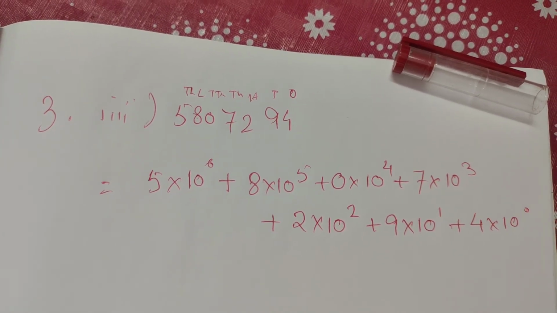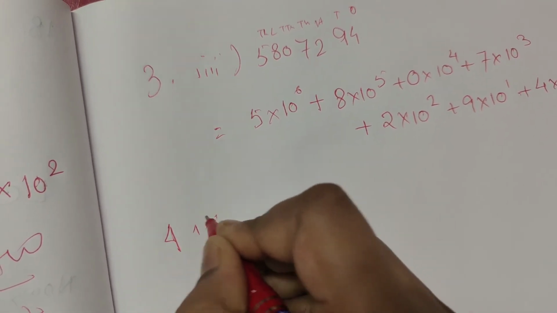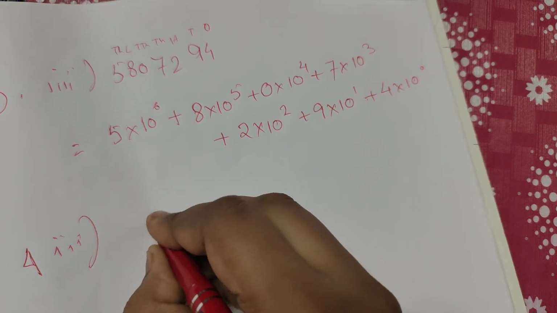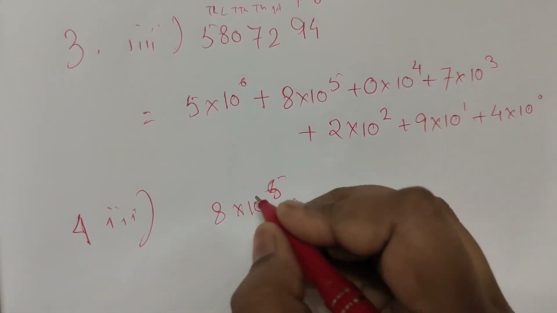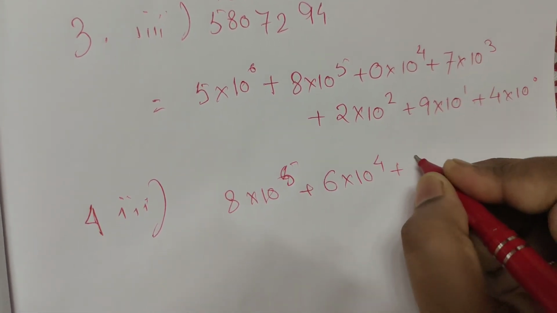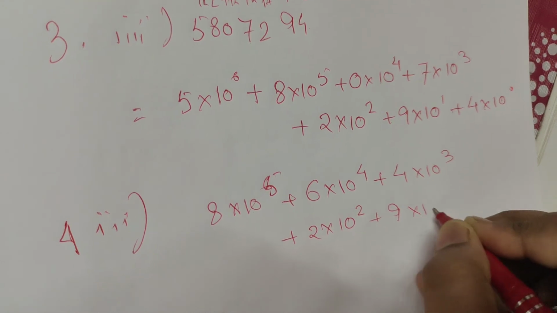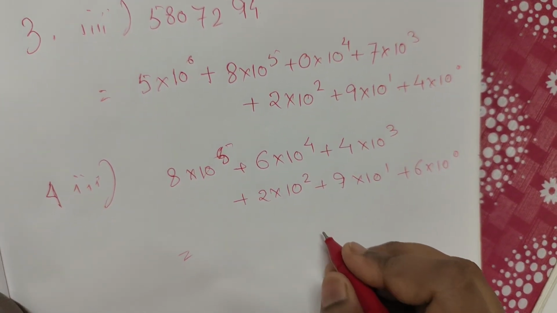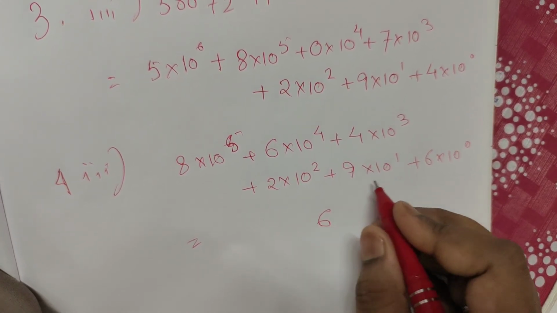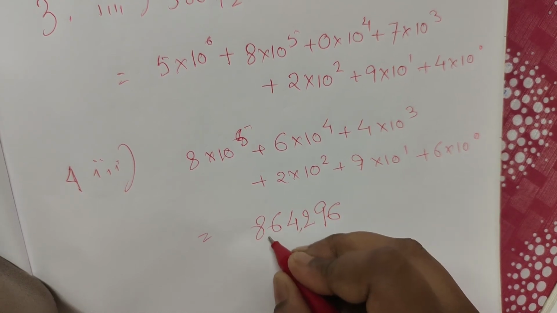And lastly, if it is in the expanded form, how do we write the number? Let us do question number 4, number 3. It is given: 8 into 10 to the power 6 plus 0 into 10 to the power 5 plus 6 into 10 to the power 4 plus 4 into 10 to the power 3 plus 2 into 10 to the power 2 plus 9 into 10 to the power 1 plus 6 into 10 to the power 0. It is very clear from this question that the ones digit is going to be 6, the tens digit is 9 as it is 10 to the power 1, then 2, then 4, then 6, and then 8, and then place your commas accordingly.